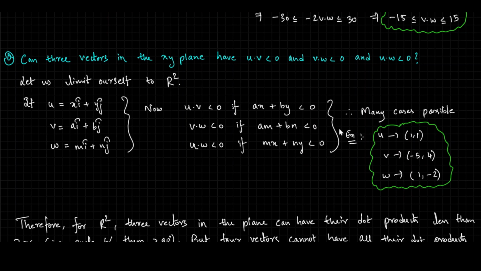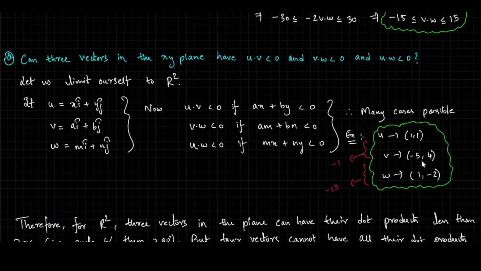From this you can say that you can find n number of combinations, isn't it? There is no restriction. You can find a lot of combinations. So for example, if I take u vector to be 1 comma 1, v vector can be minus 5 comma 4, w vector can be 1 comma minus 2. So when you do this, the dot product of u vector and v vector, we get the result to be minus 1, isn't it, which is less than 0.